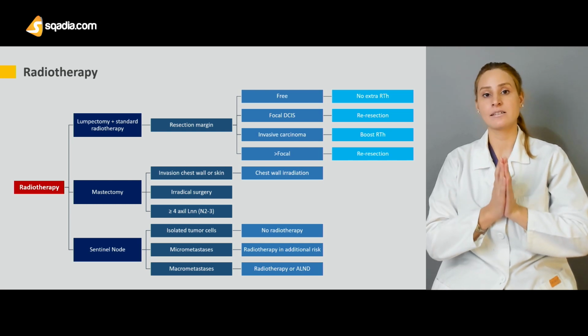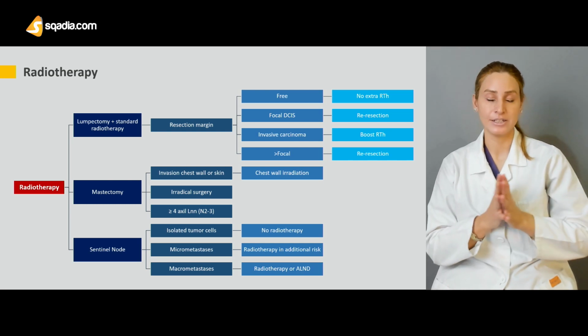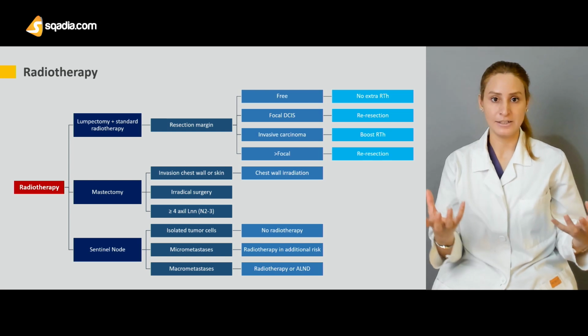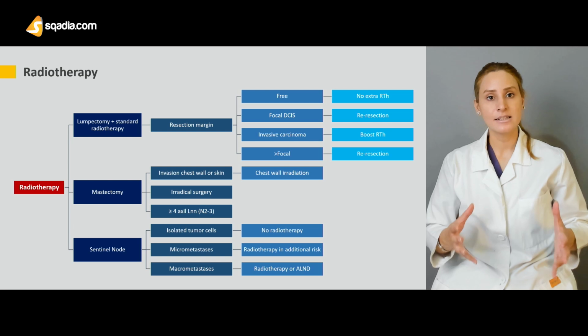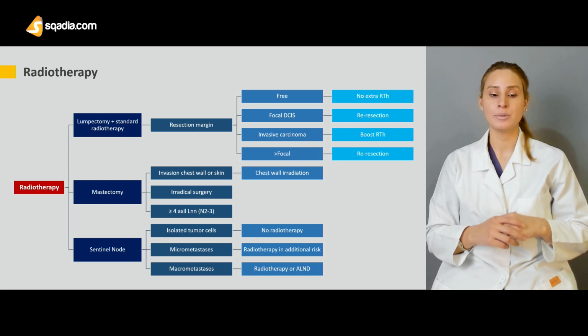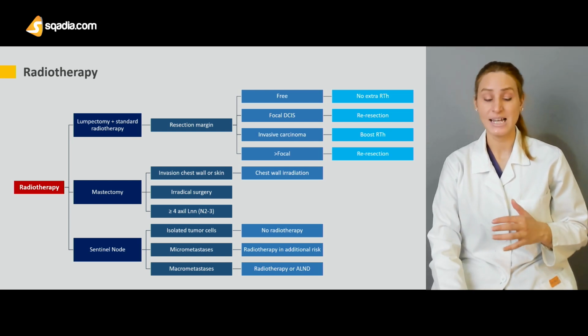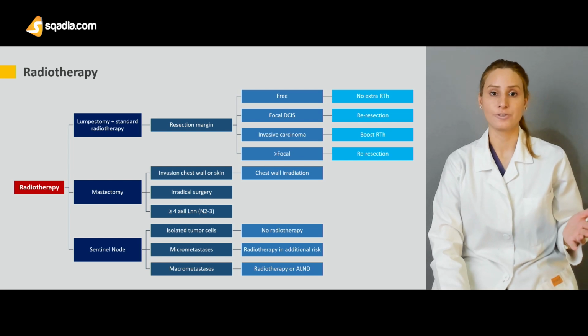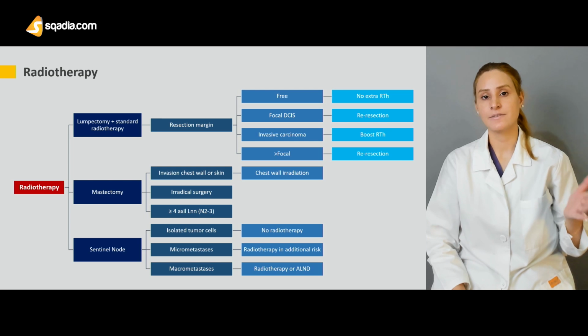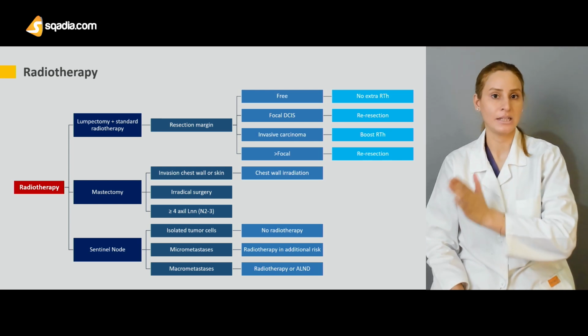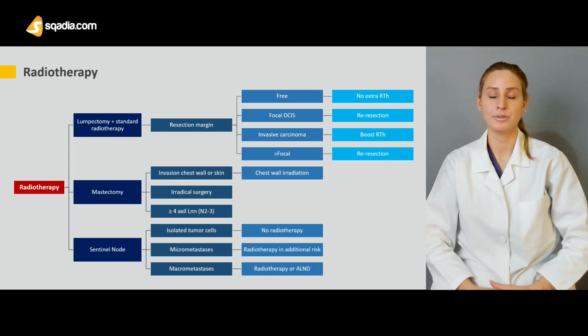And if the axillary nodal size is greater than 4 centimeter, or the lesion is greater than 4 centimeter. And then sentinel nodes, isolated tumors, there's no need of radiotherapy. But in case of macrometastasis, then obviously you have to go for the radiotherapy. So this is the algorithm in case of the lumpectomy, mastectomy, and the sentinel node, where the radiotherapy you have to follow.